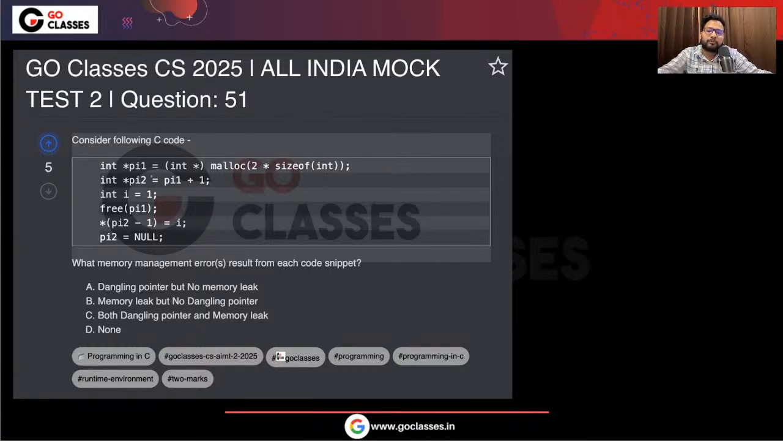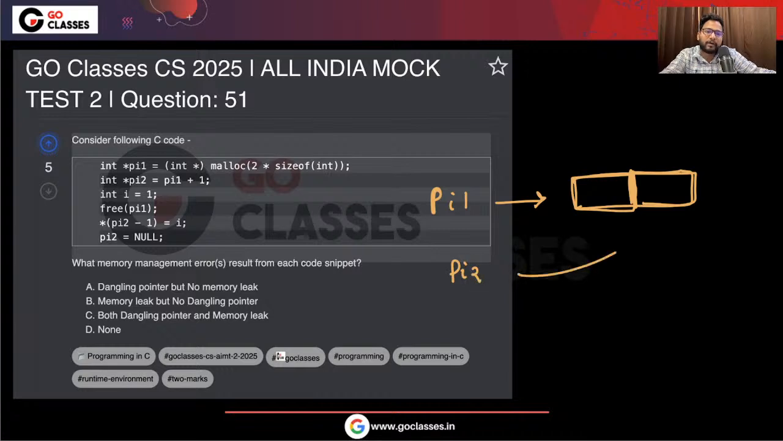What this question is saying is that pi1 is basically pointing to malloc of 2 into sizeof int, which means it will be pointing to the space of two integers. pi2 will be pointing to the first integer, and pi2 will be pointing to the second integer. i equal to 1 is there, and free of pi1.